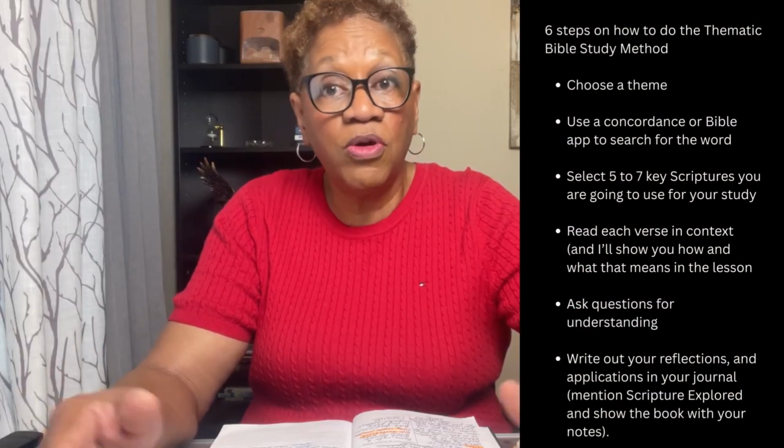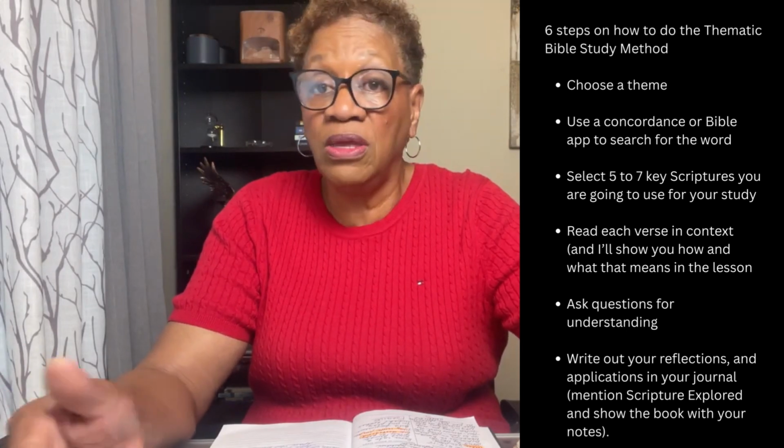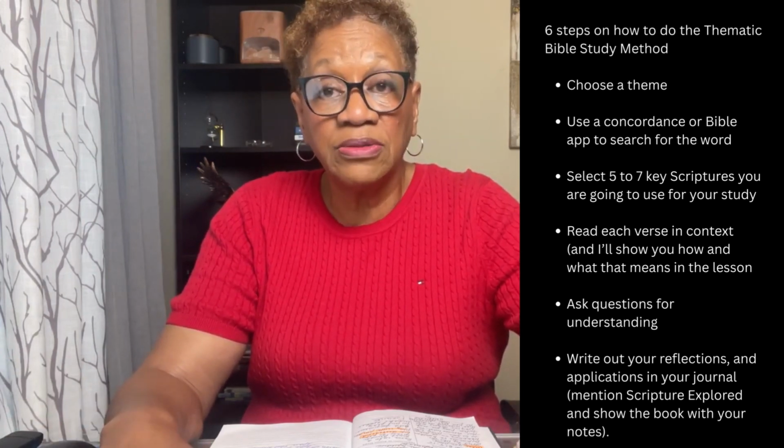There are 6 simple steps that we're going to be using throughout the study. We're going to choose a theme, which we already have done, and that is prayer. We're going to use a concordance or a Bible app or a Bible. I use my King James Version Bible to study, or if I'm on my phone, I also use the Kairos app or another Bible app. So you can use the one that works best for you. In the thematic method, you select 5 to 7 scriptures. In this one, I chose 8 because it went along with the series.